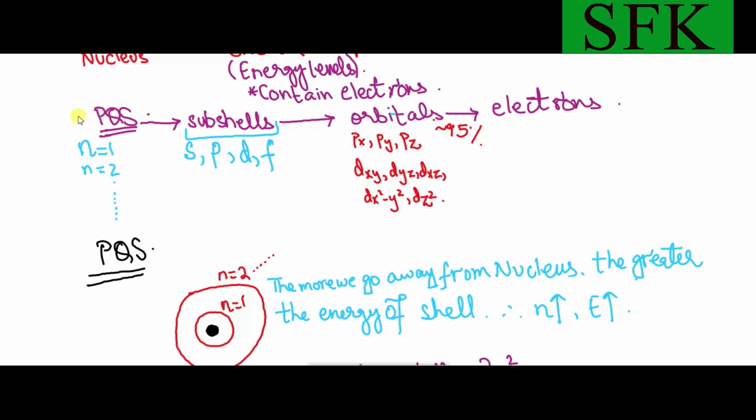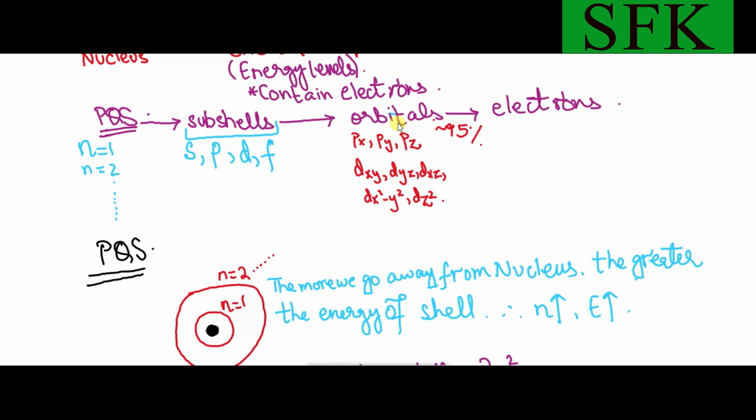Each principal quantum shell contains smaller regions called the subshells. There are four subshells, namely S, P, D, and F subshells. Each subshell contains smaller regions called the orbitals. The P subshell contains three orbitals, namely Px, Py, and Pz, whereas the D subshell contains five orbitals, namely dxy, dyz, dxz, dx squared minus y squared, and dz squared.